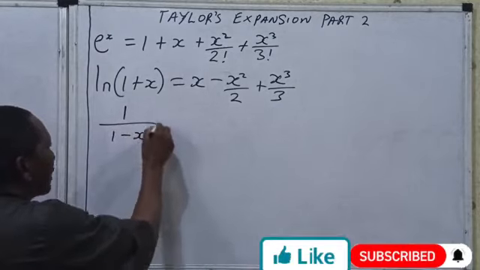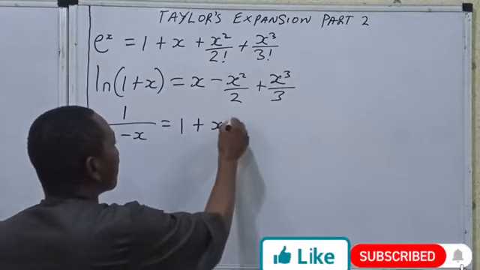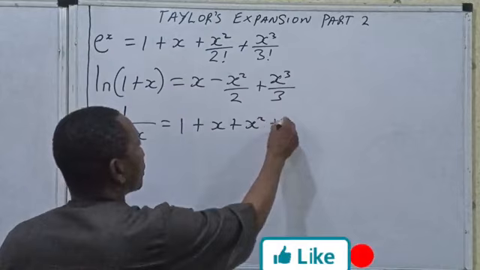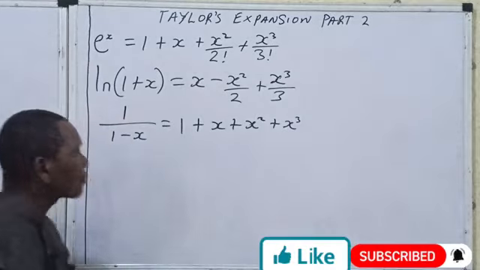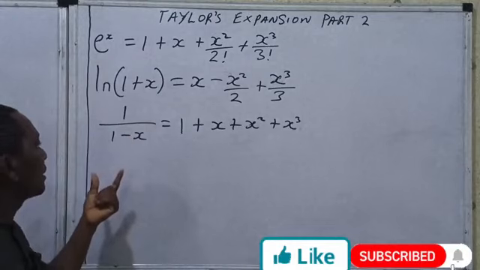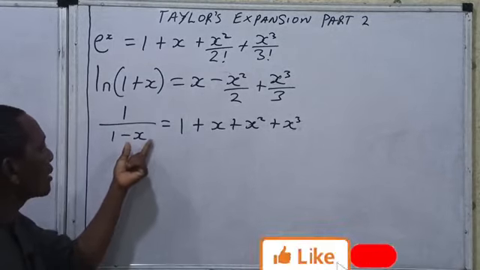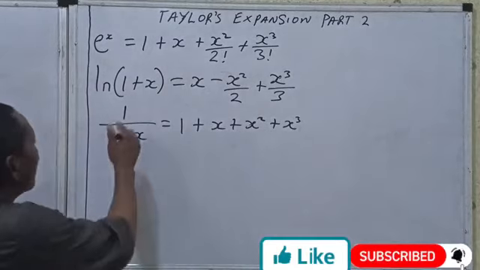Alright, you can also have something like this: 1 over 1 minus x. It's the same thing as 1 plus x plus x squared plus x cubed. So now, if I decide to replace x with 0.1 on both sides, here we now have 1 over 1 minus 0.1.